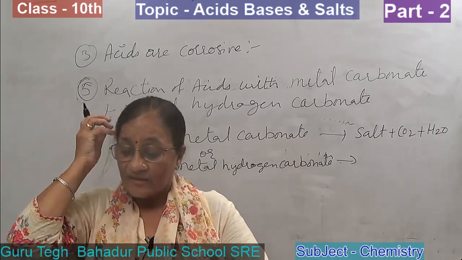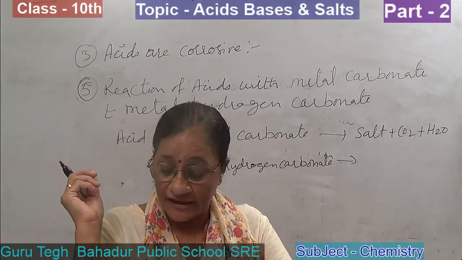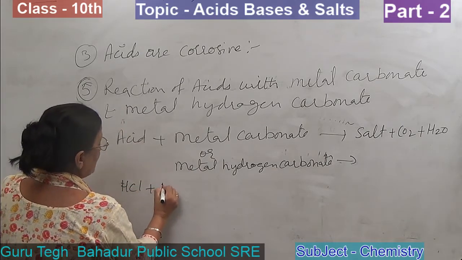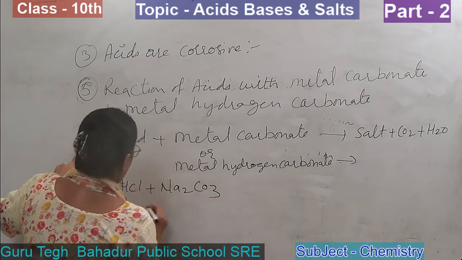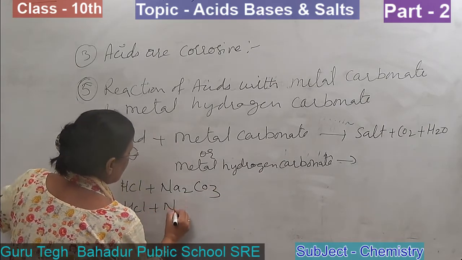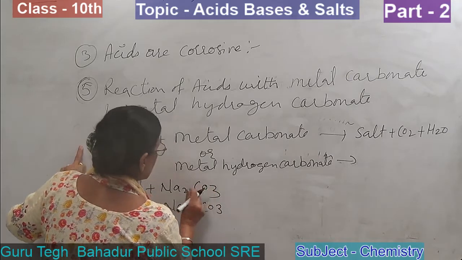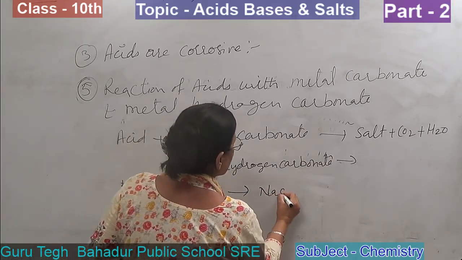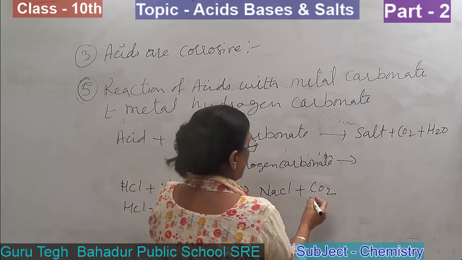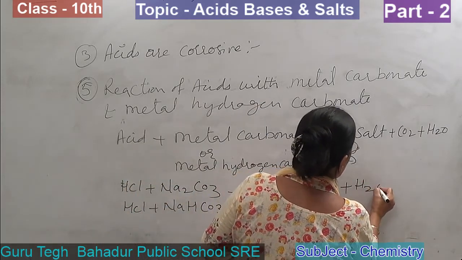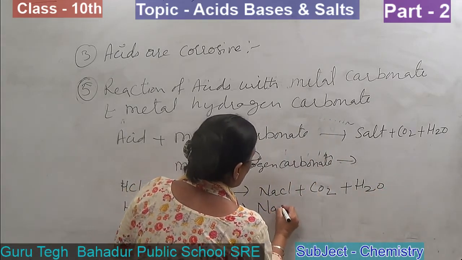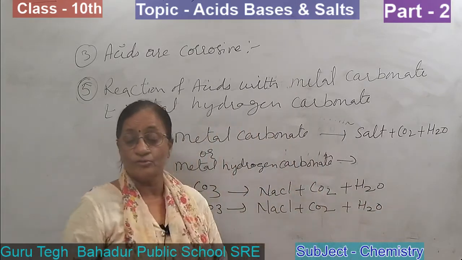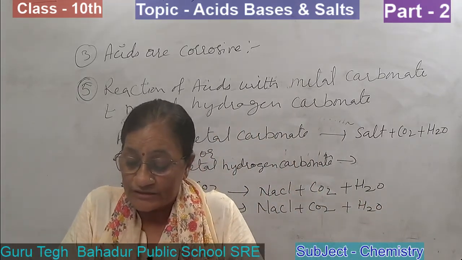So this reaction we can take like this: HCl plus Na2CO3, or HCl plus NaHCO3, sodium carbonate or sodium hydrogen carbonate. In both cases, NaCl, sodium chloride, that is a salt, plus CO2 plus H2O is produced. In both cases, sodium chloride, carbon dioxide and water are produced.